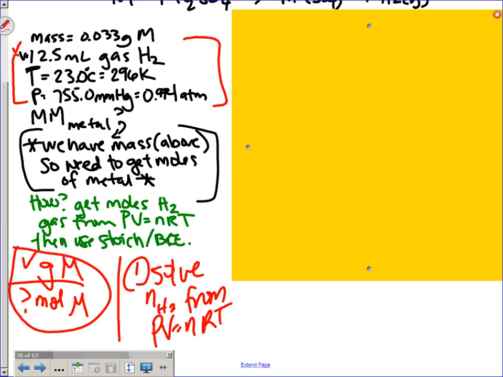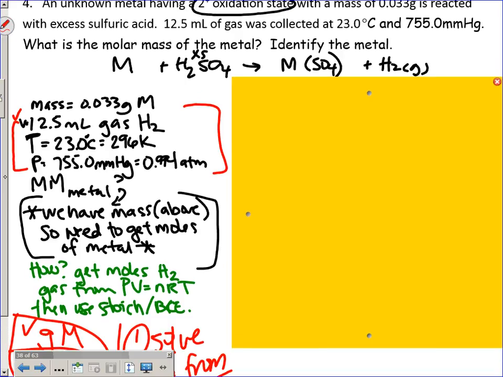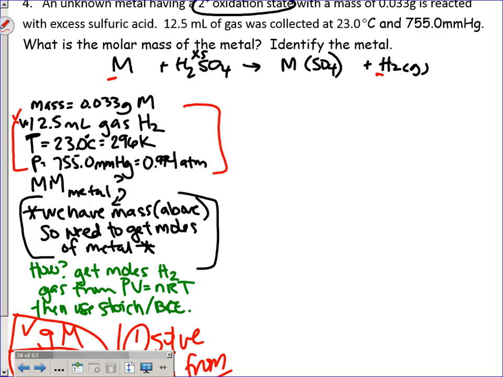After you get your moles of hydrogen, what could you do to get 2 moles of metal? How do you get your mole ratio? From your balanced chemical equation. You have a 1-to-1 mole ratio, and then you get your moles of metal. I really should have written this here. So I'm going to say moles of H2 from PV equals nRT, okay?